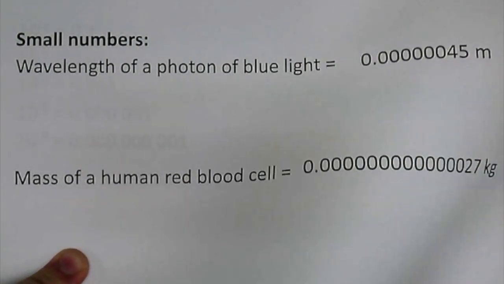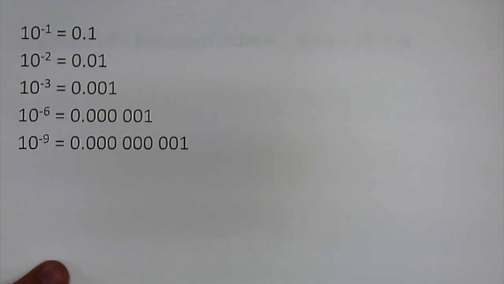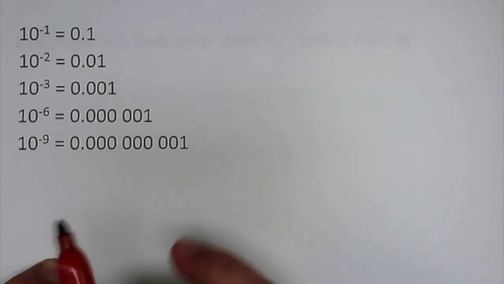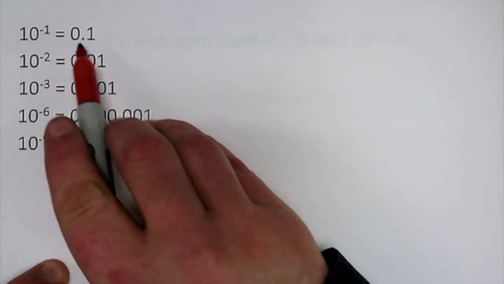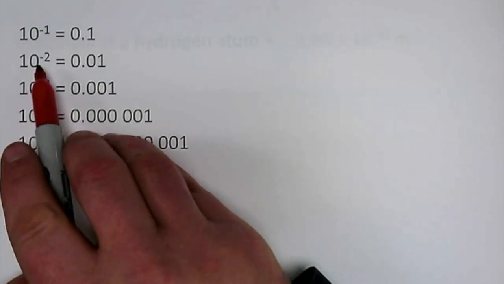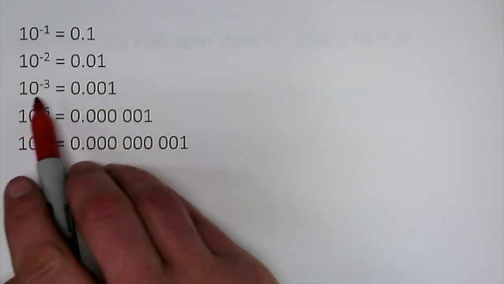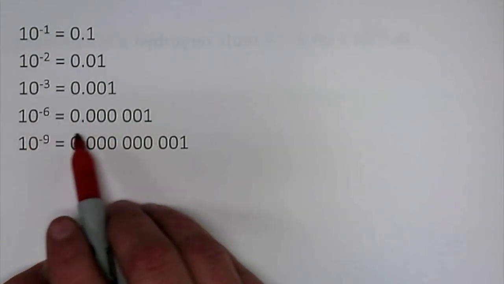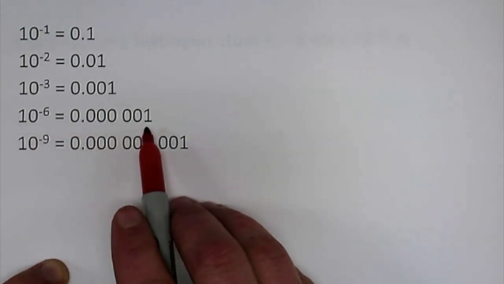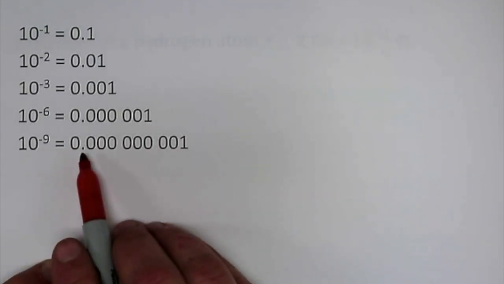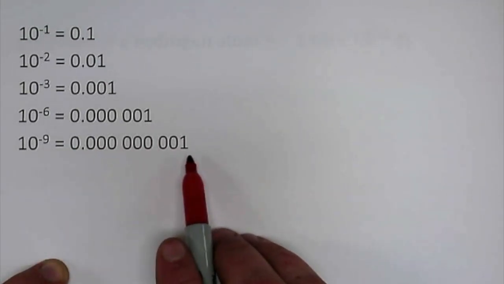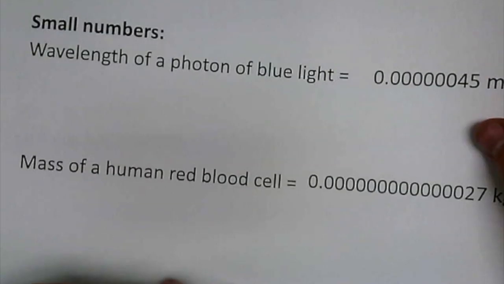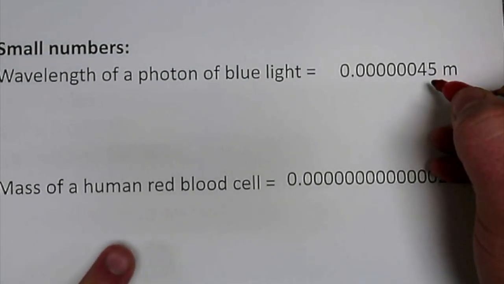Now, this also uses powers of 10, okay, but it uses negative powers of 10 to indicate smallness here rather than largeness. So 10 to the power of negative 1, 0.1, that's one decimal place. 10 to the power of negative 2, 0.01. 10 to the power of negative 3, 0.001, 3 spots. 10 to the power of negative 6, 0.000001. 10 to the power of negative 9, 0.000000001, 9 spots over.